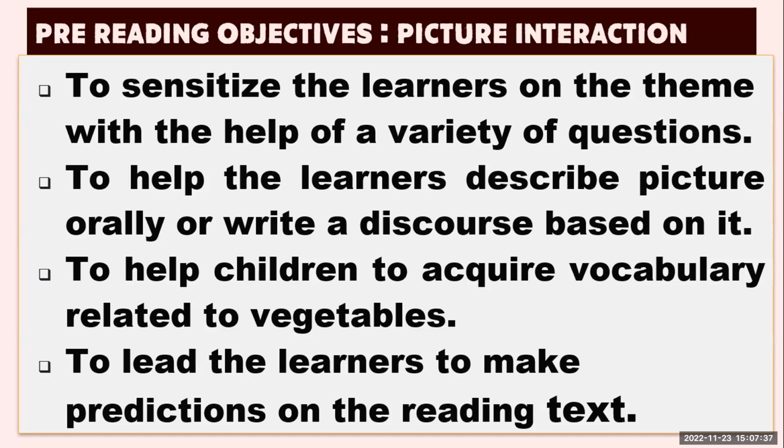And now let us see what the objectives of this pre-reading picture interaction are. The very first objective is to sensitize the learners on the theme with the help of a variety of questions. The second is to help the learners describe orally or write a discourse based on the picture. The third important objective is to help children acquire vocabulary related to vegetables, and they have to find out certain actions. The fourth one is to lead the learners to make predictions about the reading text. And finally, they should be in a position to construct an oral or a written discourse.